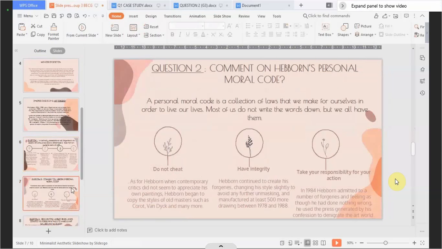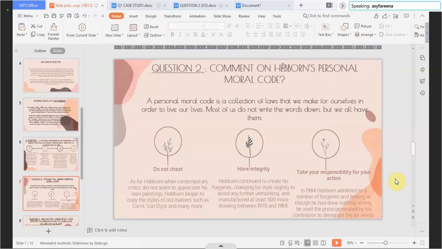The second one is comment on Hebborn's moral code. A moral code is a collection of laws that we make for ourselves in order to live our lives. Most of us do not write them down, but we all have them. Since each person in society is special, so are their moral codes. Consider the moral code of a military profession versus that of a musician, or that of a youth versus that of an elderly man. They may have many laws that are identical, but their moral code is influenced by what they do. Morals tend to be derived from personal beliefs and values. There are certainly some common morals that most people agree on. The first one is do not cheat.